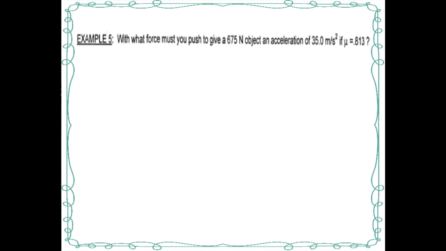First, we identify all the numbers. A 675 Newton object, that's telling you the weight of the object. Remember, if I'd say it was a 675 kilogram object, I'd be telling you the mass of the object. Meters per second squared measures acceleration, and that's mu. I just like to put it up there so it stands out, so I know this is what I know. This, and this.